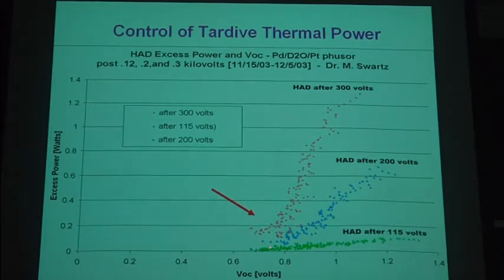Okay? 0.7 was crucial. Now what we found out was that when we drove the system, we got more excess energy out in heat after death, the higher the voltage. It goes up sort of like the square. And you can see it here. When we drove it at 115 volts, we got this much, which deteriorated down here. 200 volts, deteriorated down here. 300 volts, deteriorated down here.